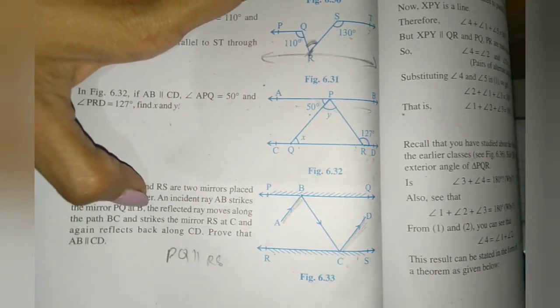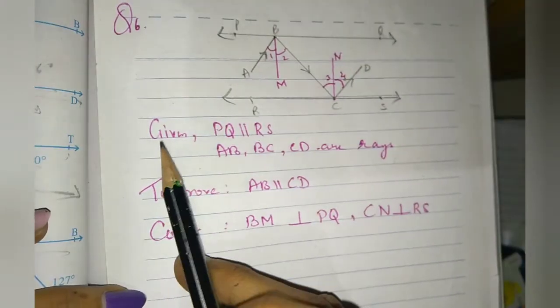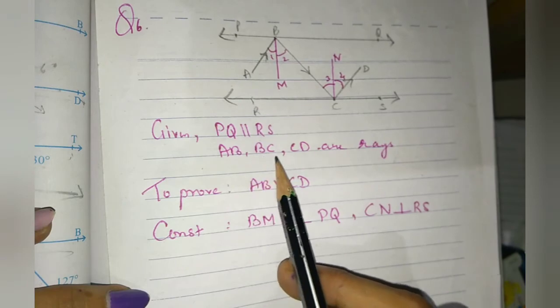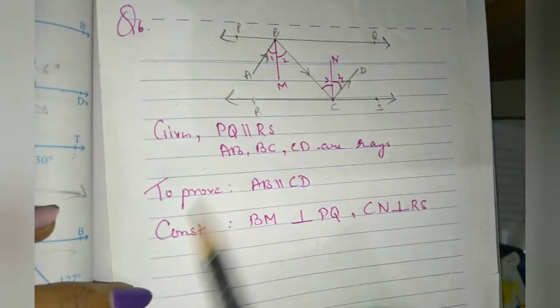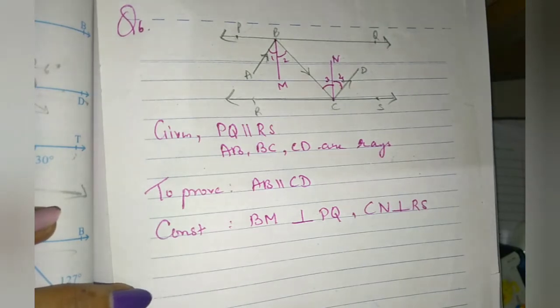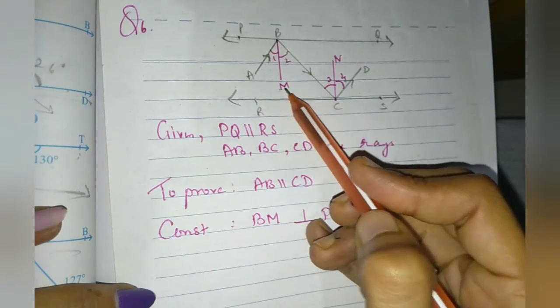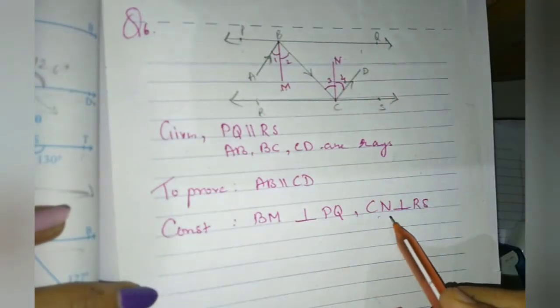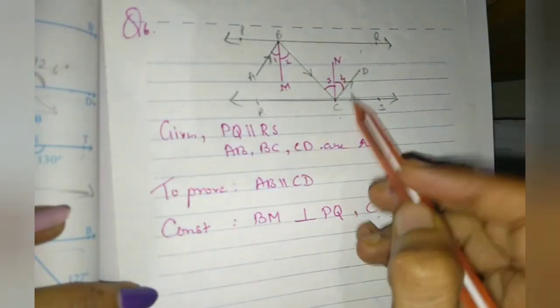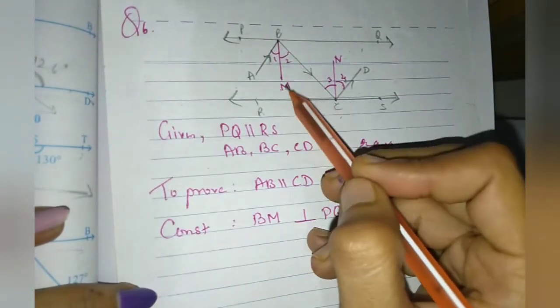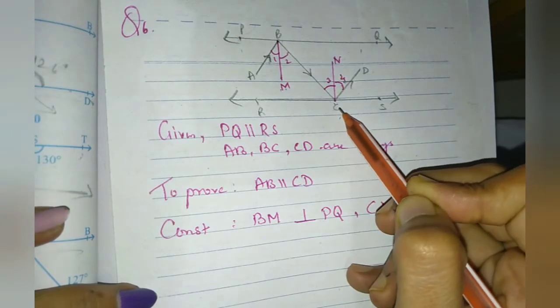Let us prove this. Whatever is given: PQ is parallel to RS, and AB, BC and CD are rays. We have to construct BM perpendicular to PQ and CN perpendicular to RS. This we have to construct on our own.